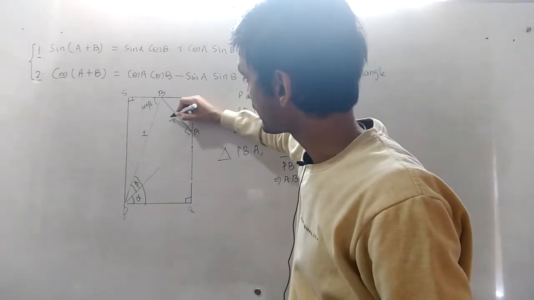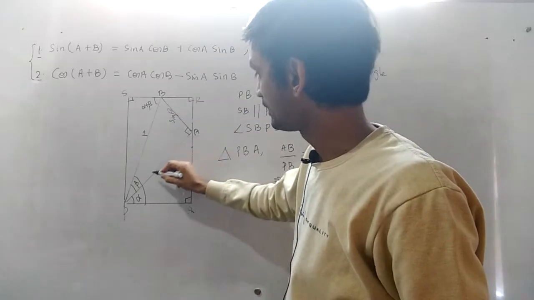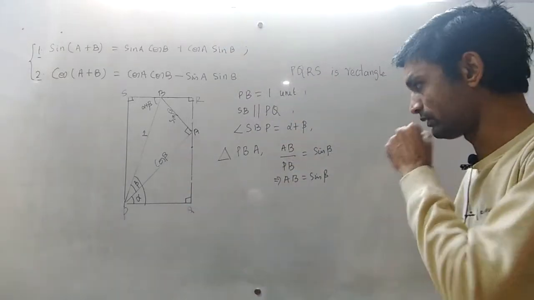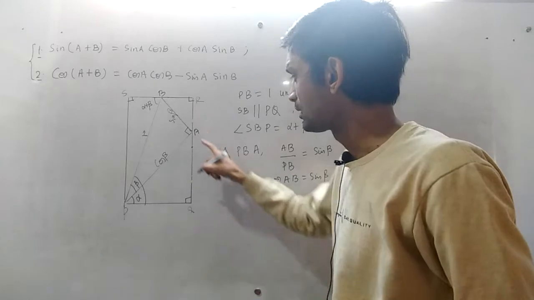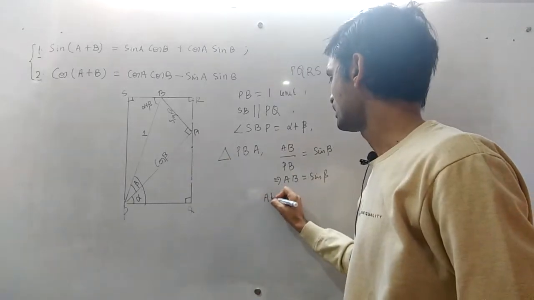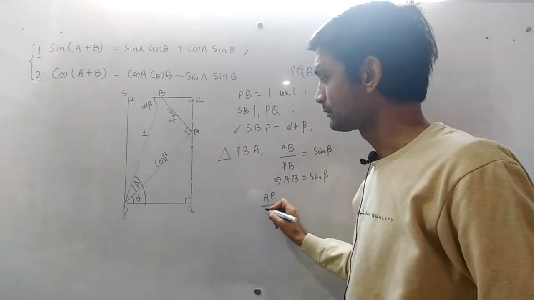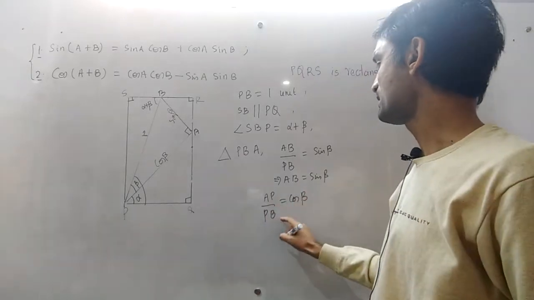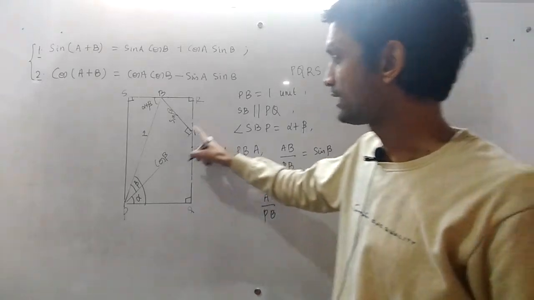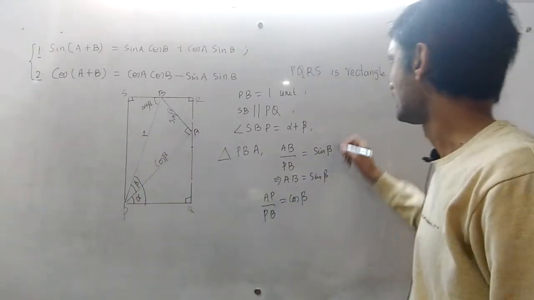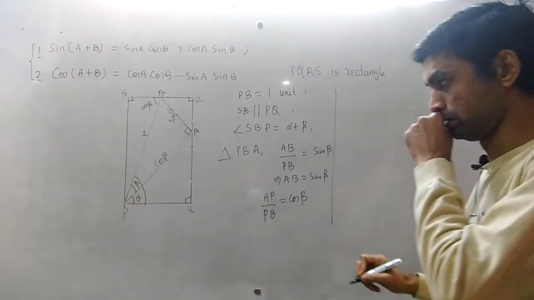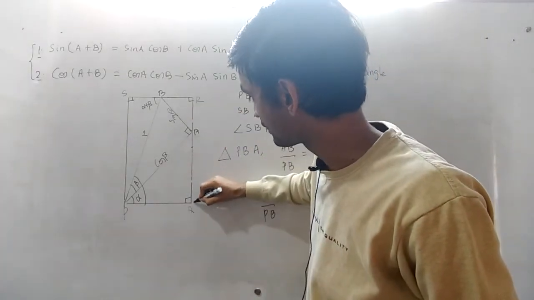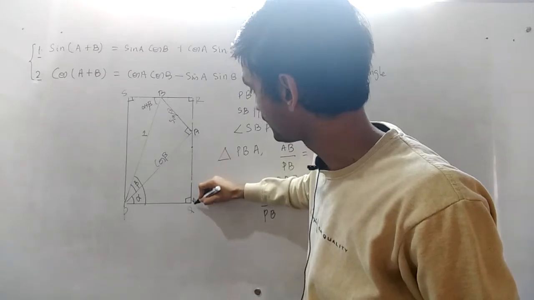So this length is sin beta, and this length will be cos beta. Why cos beta? Because AP upon PB is equal to cos beta, and PB is 1, so AP is equal to cos beta. So I have written here AP is cos beta. Okay, fine. Now the next thing is we will calculate this length, and this is your AQ.